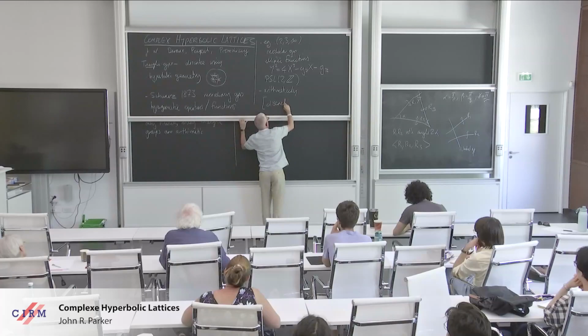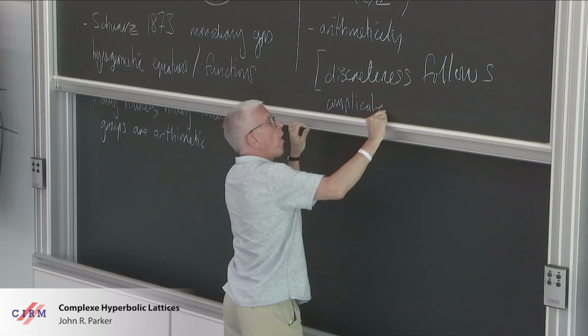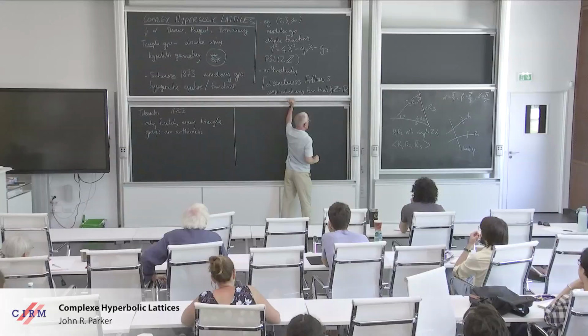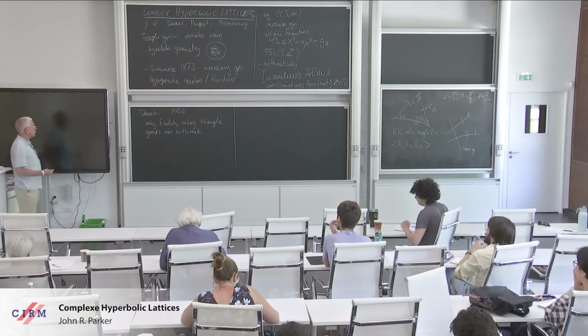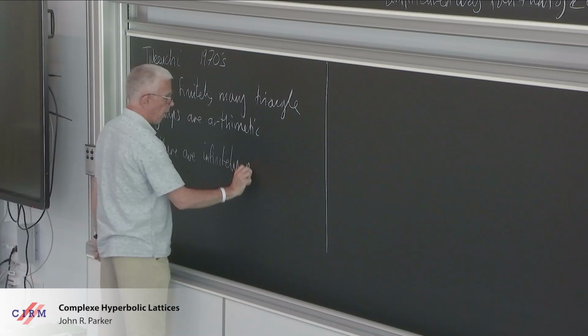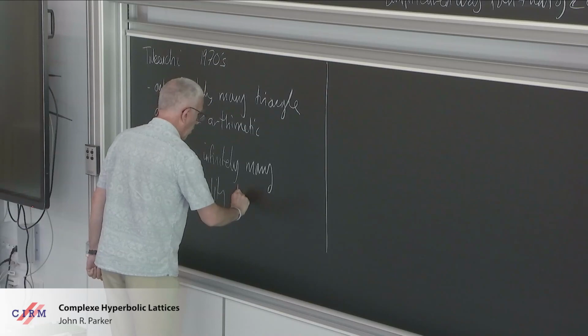Discreteness, I said this in words, but it's important, so it follows in a complicated way. So Takeuchi showed only finitely many triangle groups are arithmetic, and moreover, there are infinitely many commensurability classes of non-arithmetic triangle groups.